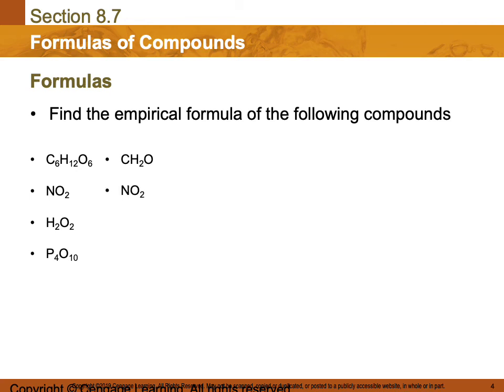Our third compound, we have H2O2. This is hydrogen peroxide or dihydrogen dioxide. Both the subscripts are 2. We can reduce them by dividing by 2. So we end up with H1O1, which is just HO. And our last compound is P4O10. 4 and 10 are both divisible by 2. They are not both divisible by 4. If we divide by 2, 4 divided by 2 is 2, and 10 divided by 2 is 5. So our empirical formula is P2O5.